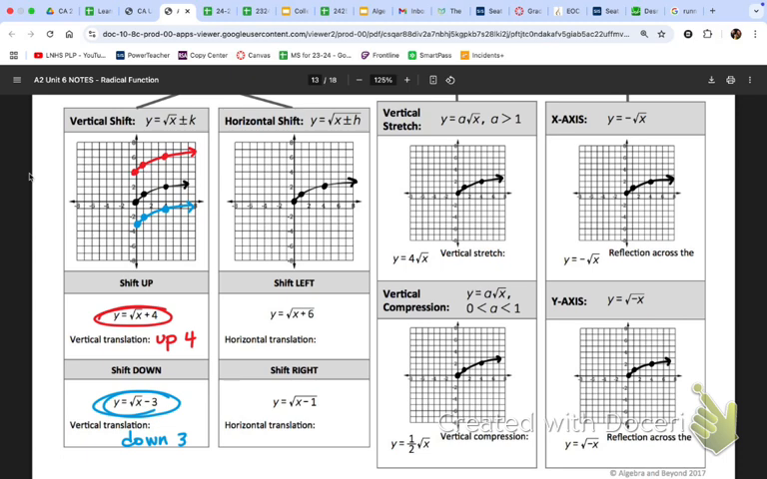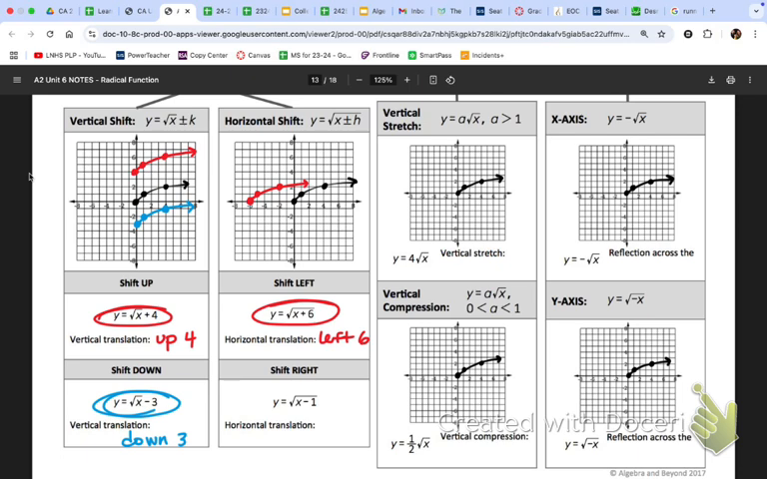Okay, we're going to move on to horizontal. This is where you have liars, okay? So inside's a liar. Inside this first one, I see x plus 6. I would think it would go right, but actually it goes left 6. Weird. So taking that parent function and shifting it left 6, your endpoint originally was at 0, 0. Now it's at negative 6, 0.